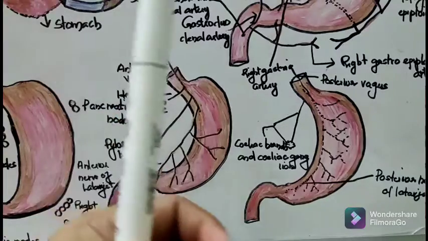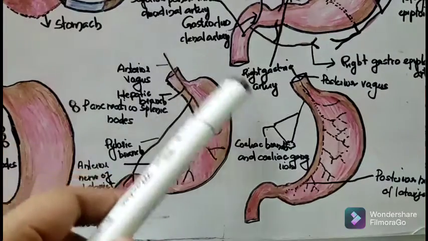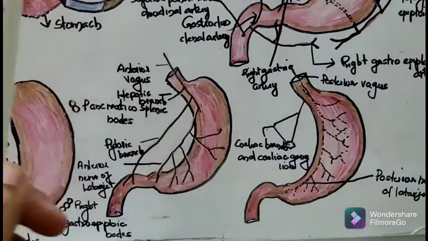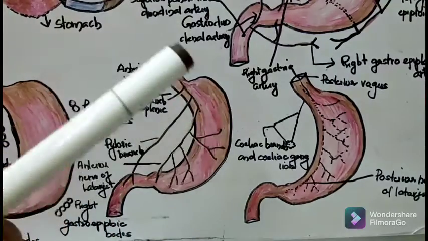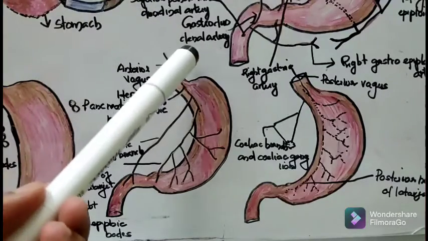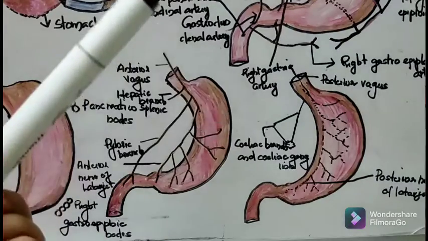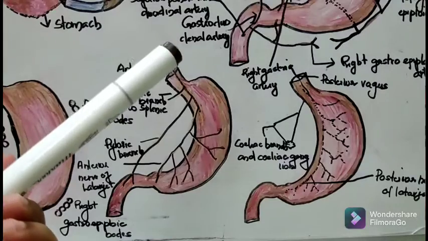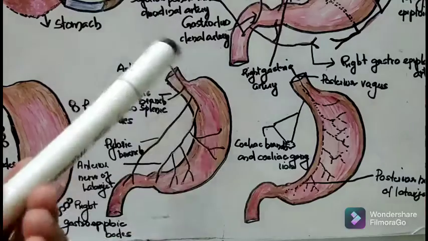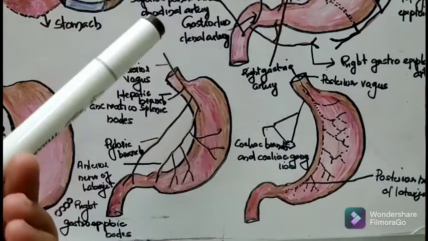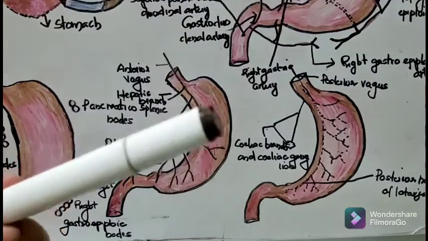So next is the parasympathetic nerve supply. The parasympathetic nerve supply is mainly from the vagus nerve. It reaches the stomach through the esophageal plexus and also the gastric nerves. The anterior gastric nerve mainly contains the left vagal fibers, and the posterior gastric nerve mainly contains the right vagal fibers.